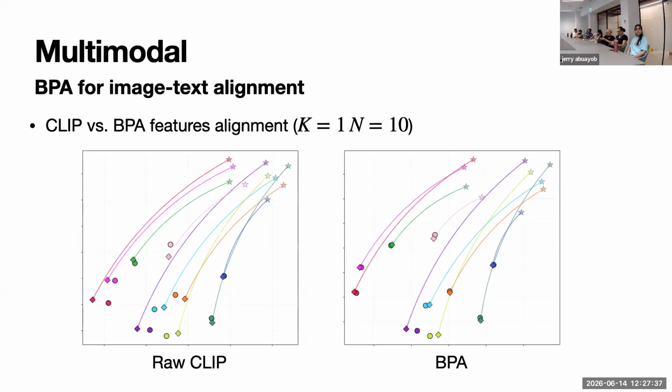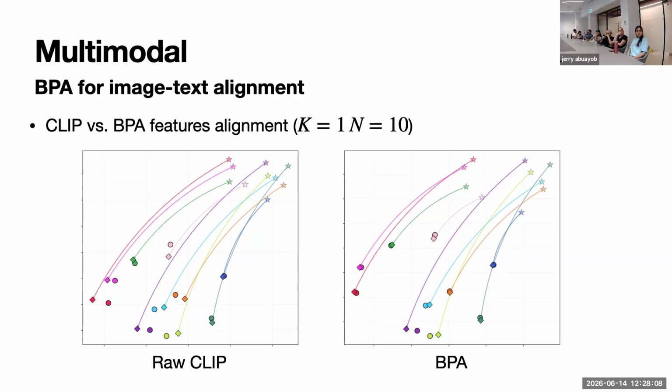So this is an example of the alignment on a 2D projection. If I apply the OP alignment on the raw CLIP features versus the BPA transformed features, to my eye it's easier to see that the BPA features are transformed better than the raw CLIP features.